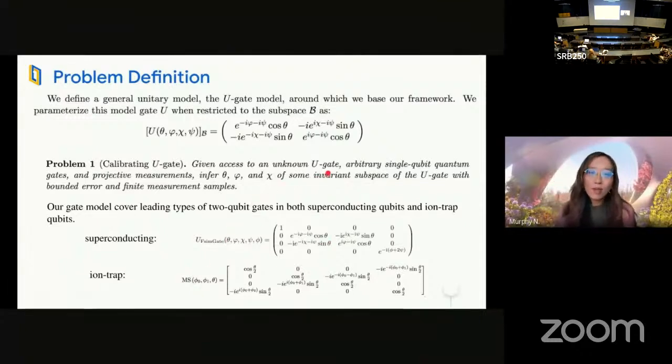So the problem is, if you give me this type of U gate, or 2-level gate, an arbitrary single qubit gate, and projective measurement, our task is to infer all the parameters in this gate.